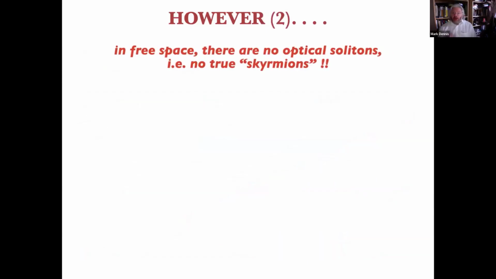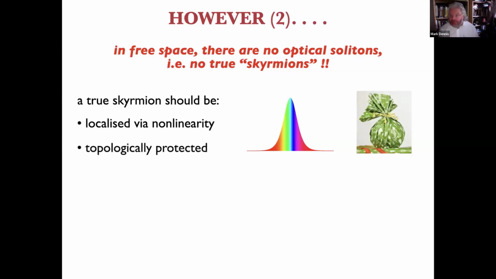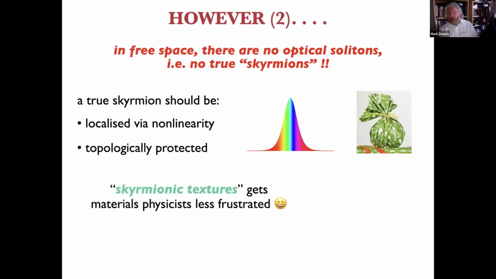What do I mean? Well, a skyrmion as Skyrme envisaged are solitons, and they're non-linear objects. But we're talking about these topological structures in free space where there's no nonlinearity. A true skyrmion is localized by the nonlinearity, whereas we design them by interference, and it's topologically protected. And because our fields can pass through 0, we don't have that either. So when I speak to condensed matter people, I use skyrmionic textures rather than skyrmions. It tends to make them less frustrated.